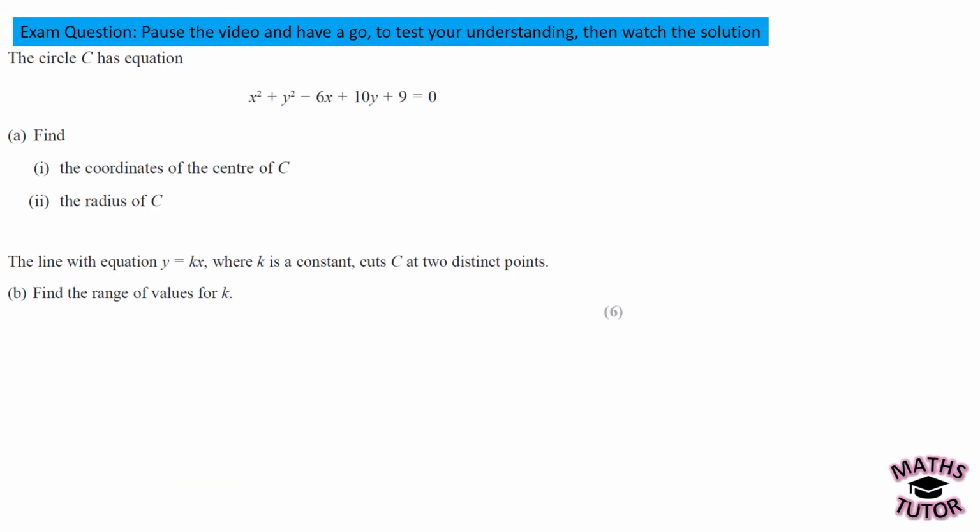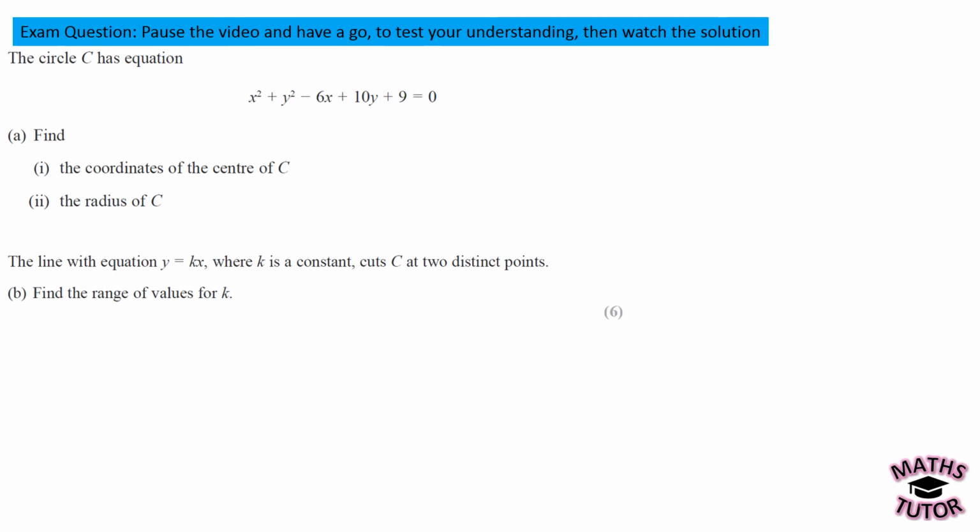So here's the question that's going to need you to know for part B about the discriminant, about the b squared minus 4ac. So if you want to pause the video and have a go, or just carry on watching, first of all we've got to find the centre and the radius, and we're given the equation of the circle in this multiplied out form.